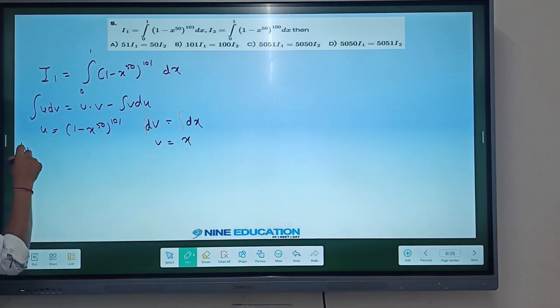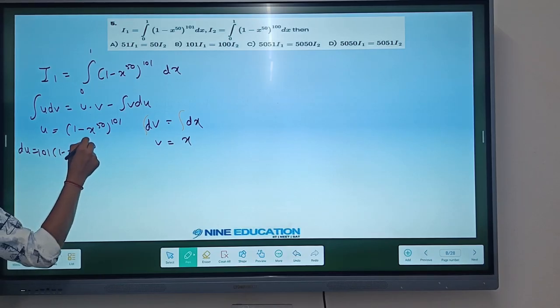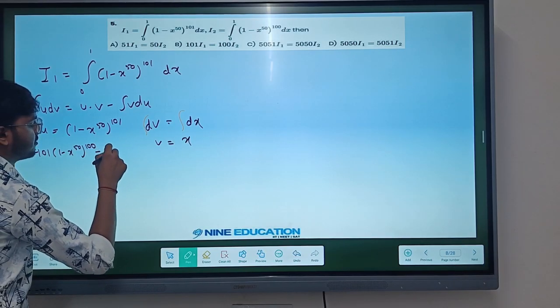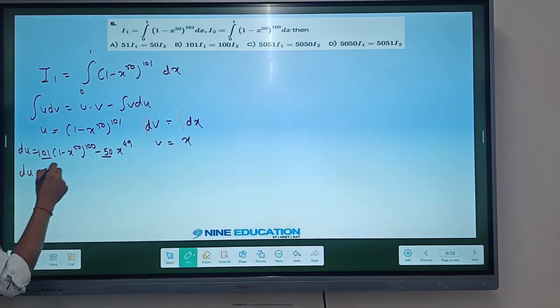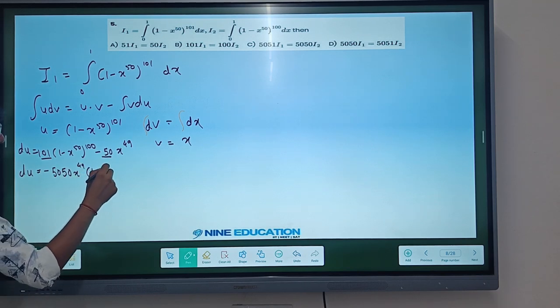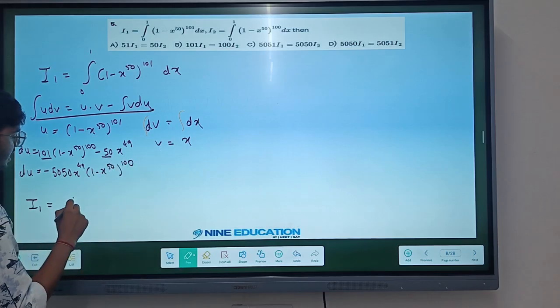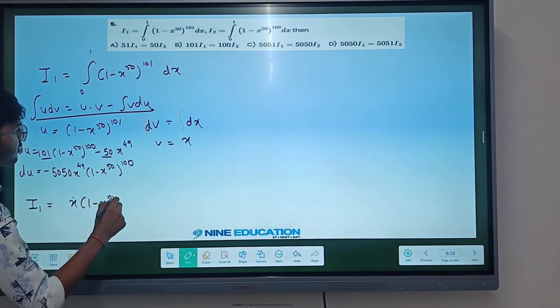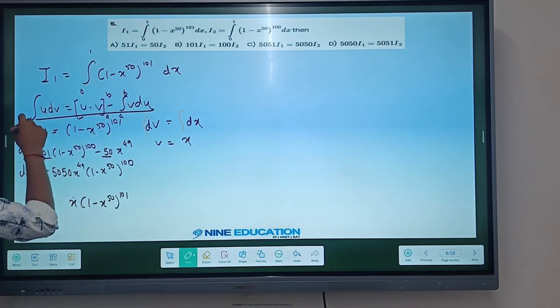If I differentiate, du is 101 times (1 minus x^50)^100 into minus 50x^49. So du would be minus 5050 x^49 into (1 minus x^50)^100. This is du. So apply the formula, we'll get I1 as u into v, that is x into (1 minus x^50)^101. Limits remain the same.